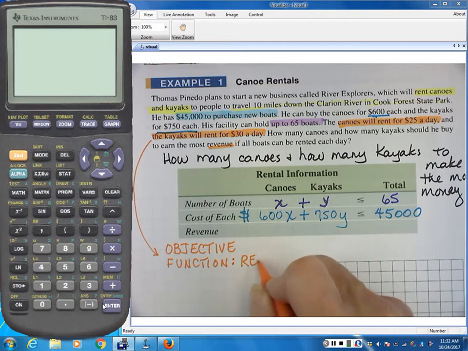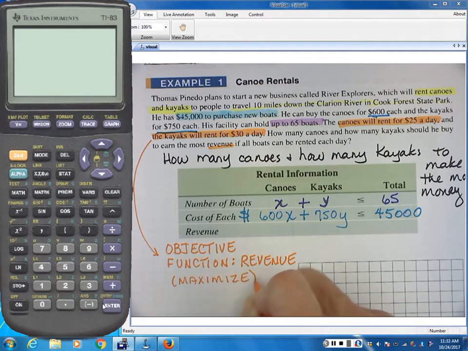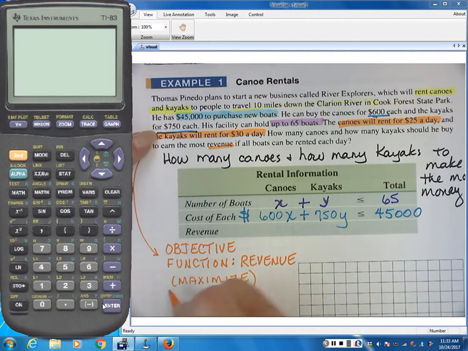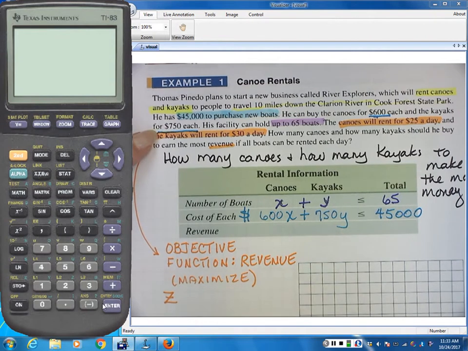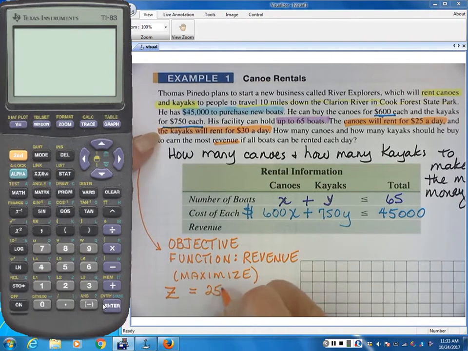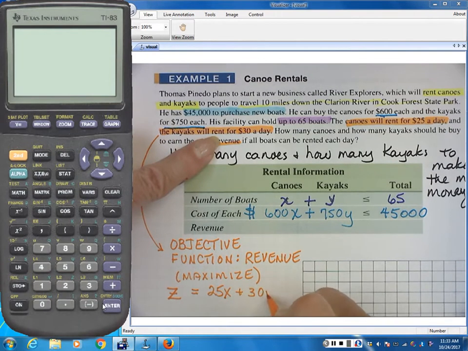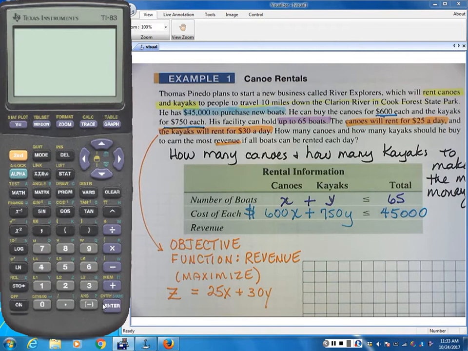And it's revenue. And of course, since it's revenue, we don't want to find the minimum revenue because we want to make all the money we can. So we're going to want to maximize it. So our revenue function, and we still use Z, although you could call it R if you wanted to, is 25 a day for canoes and 30 a day for kayaks. So that's what we want to maximize.